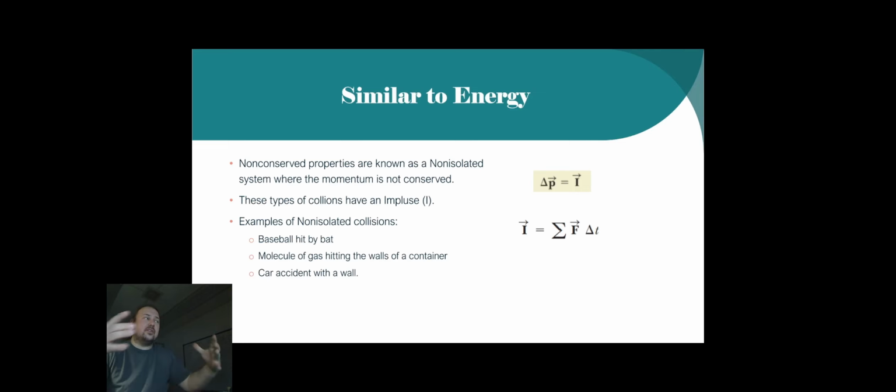It would be the force on the outside of the container. So anything that hits the wall or the container that does not move would be imparting an impulse to it. And then, of course, a car accident with a wall is another example as well.